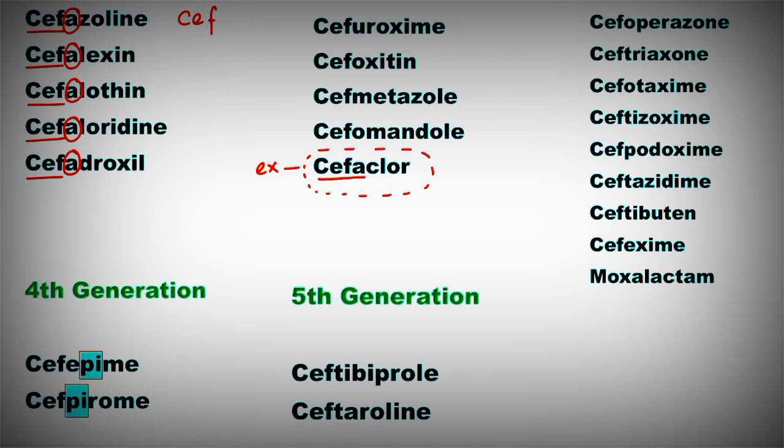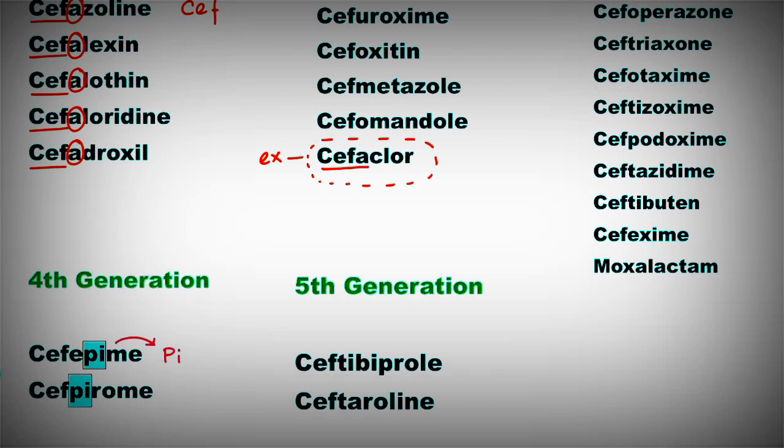Next we will discuss fourth generation. If there is pi in the name, it belongs to fourth generation. Here you can see it starts with Ceph, but there is no A after Ceph and it contains pi in the name. Fifth generation also starts with Ceph.